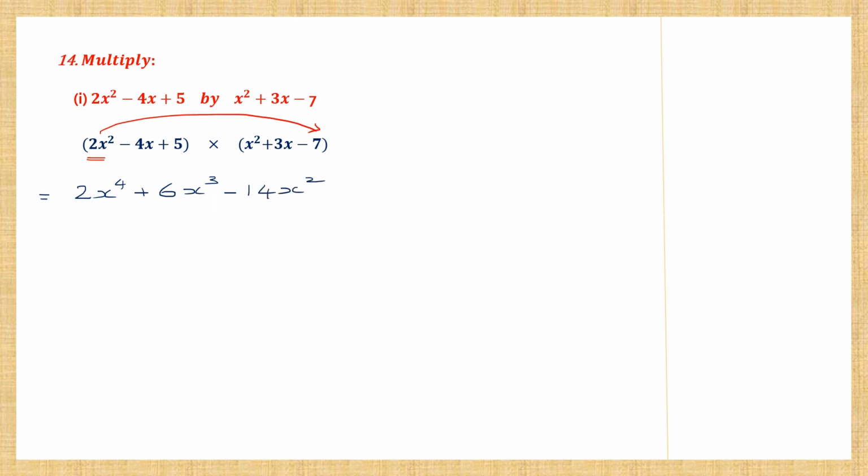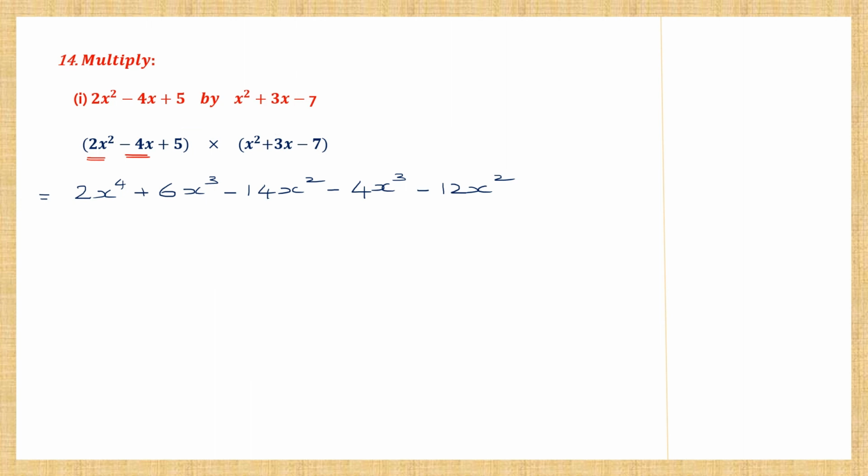So that is over. Now we are going to multiply with minus 4x. Minus 4x into x square. The sign is minus. The number will be 4. X into x square is x to the power of 3. Then we go on to the next one. Minus 4x into plus 3x. The sign is minus. The numbers 4 3's are 12. X into x is x to the power of 2.